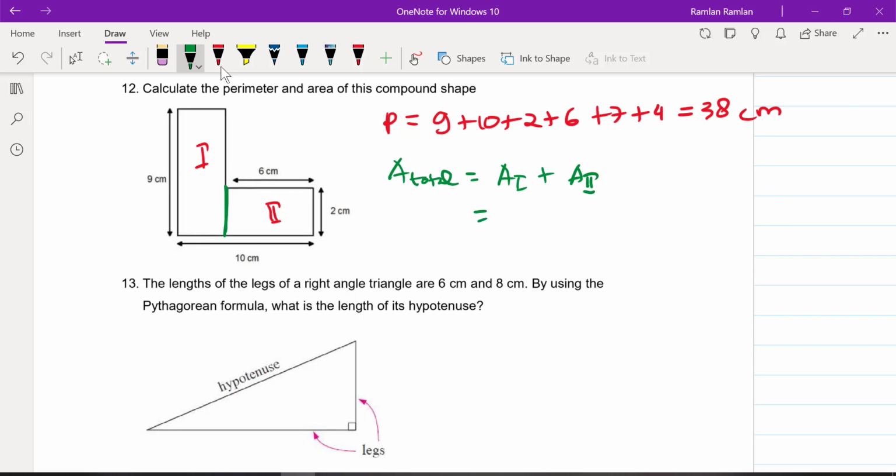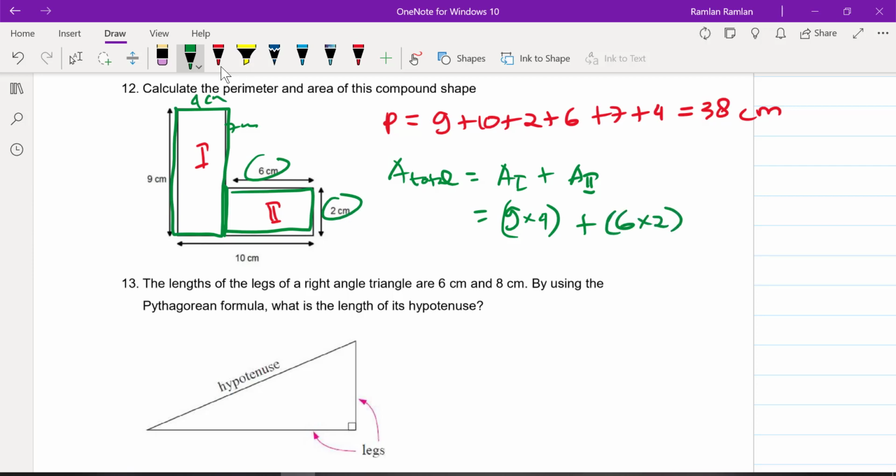The first shape is a rectangle, which has a length and width of 9 and 4. So just multiply those two numbers: 9 times 4. That's for the first shape. The second shape is this one over here, and the length and width are 6 and 2, so 6 times 2. This will be equal to 36, and this is going to be 12, and that will be equal to 48 centimeters squared. As easy as that.